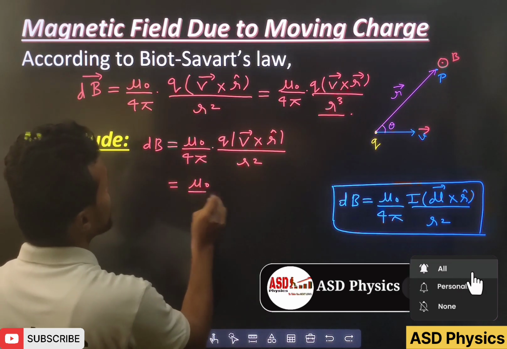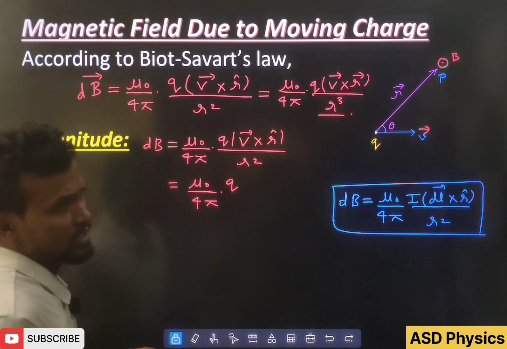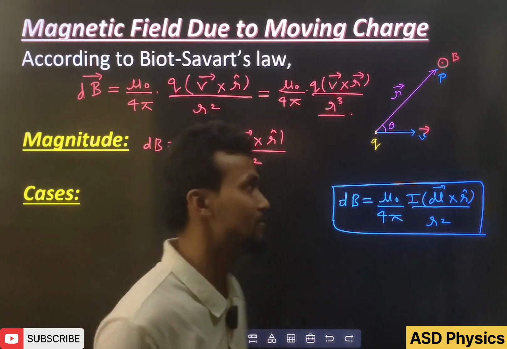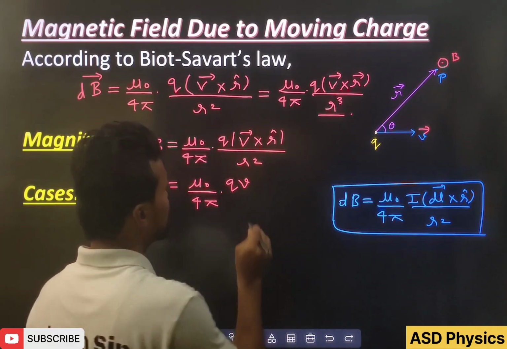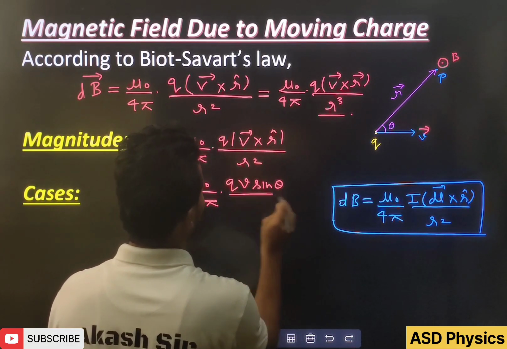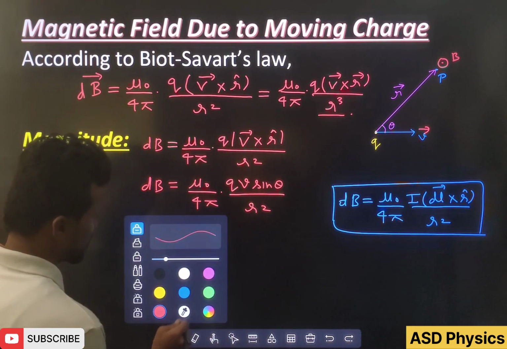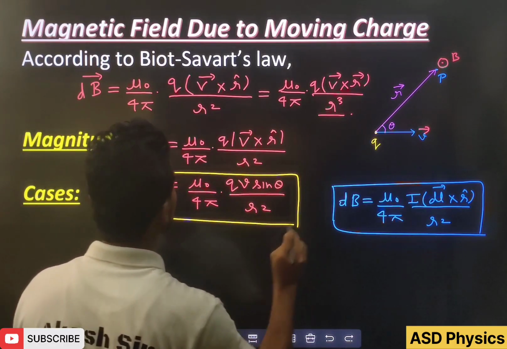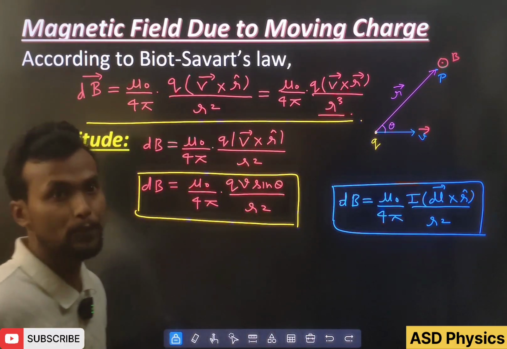So from here, mu naught by 4 pi Q V cross r means V r sin theta. The magnitude of V is V anyhow, and the magnitude of r cap, the unit vector, is 1, so mu naught by 4 pi Q V sin theta by r square. This is the magnitude. So these two formulas are very important. This is one formula for magnitude, and the other I have told you in vector form. Can you see?